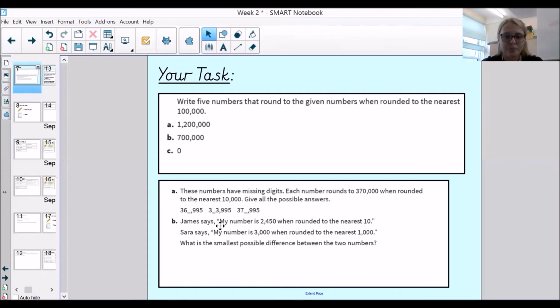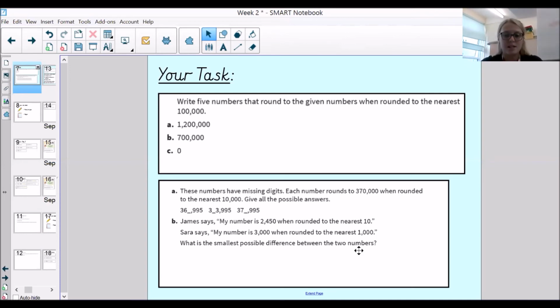And then for the second task, the first one says, these numbers have missing digits. Each number rounds to 370,000 when rounded to the nearest 10,000. Give all the possible answers. Very similar to the question we've just done, okay? So flick back to that if you want another hint.